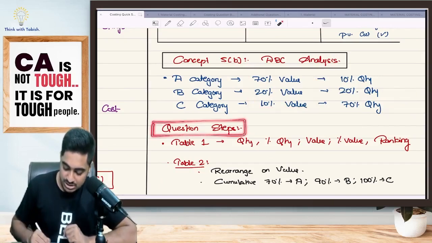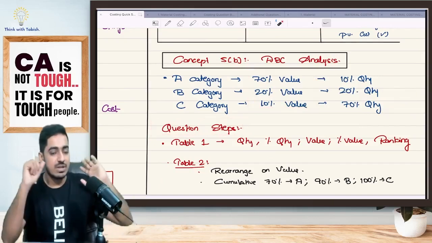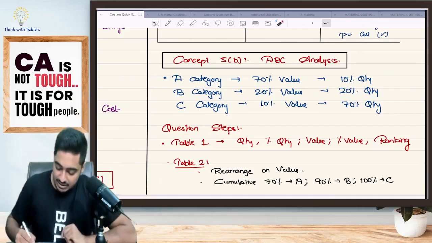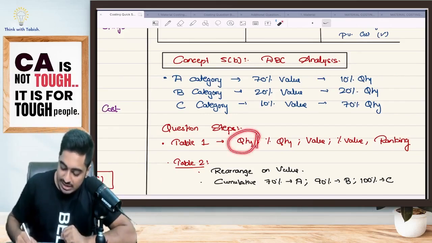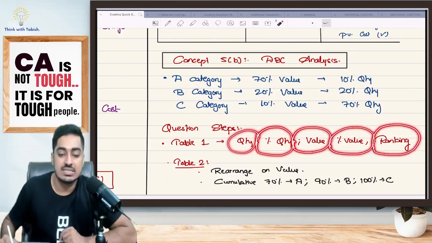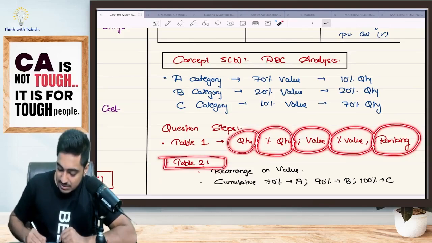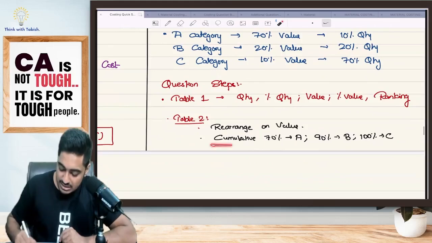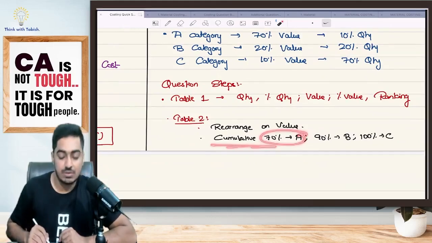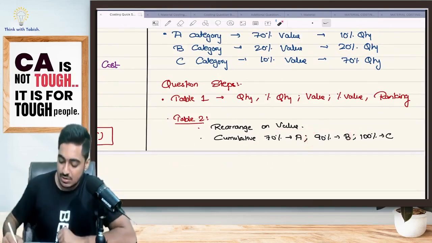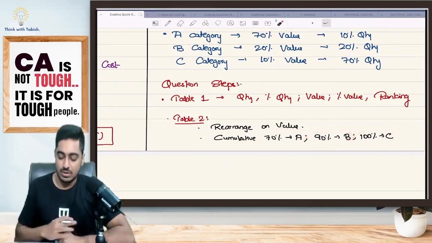While we are solving the question, what are the steps to be followed? The question will give me the data. It will tell me units as well as cost per unit. Firstly, I will write down the quantity. Based on that, I will calculate percentage of quantity. Then I will calculate the value and percentage of value. Based on that, I will do the ranking. This is table number 1. Based on that, in table number 2, I will rearrange the entire table based on the value. Wherever I am getting cumulative 70%, I will call it A category. 90%, that is 70 plus 20, I will call it B category. 100% I will call it C category.